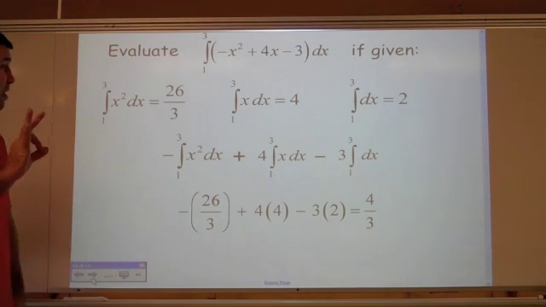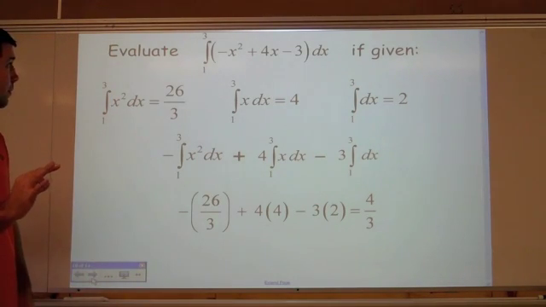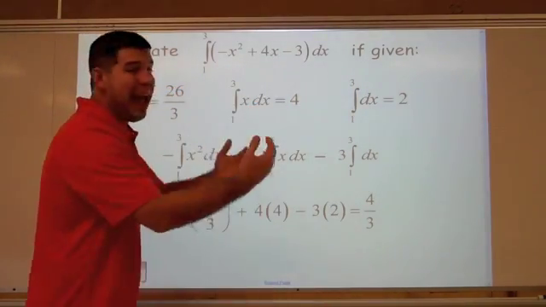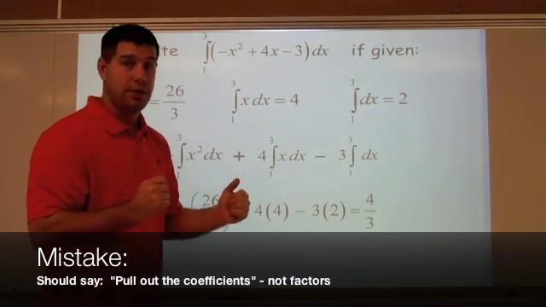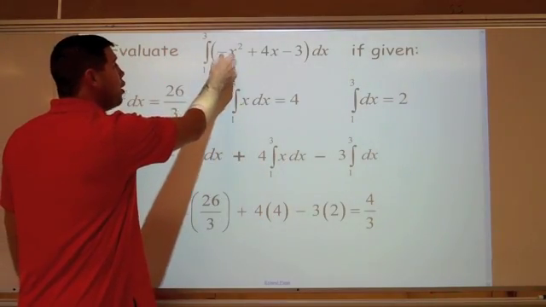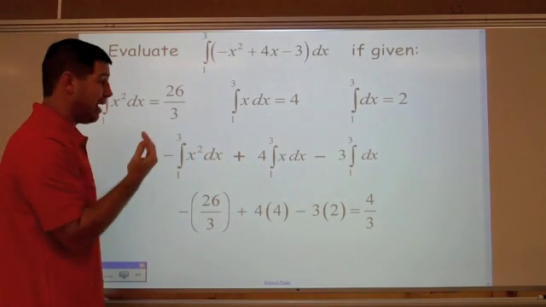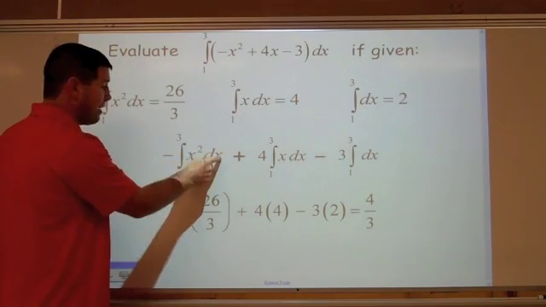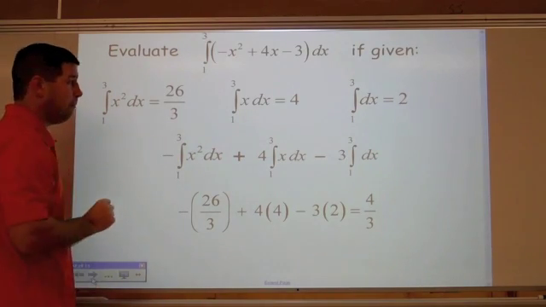So, we're going to break this into 3 pieces using that sum and difference rule and pull out the factors. That scalar, that k. So here I have negative x squared. I want to pull out a negative 1 and write the definite integral from 1 to 3 of x squared dx. So I pulled that negative out front.